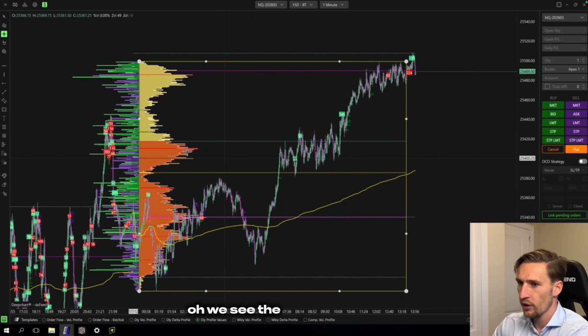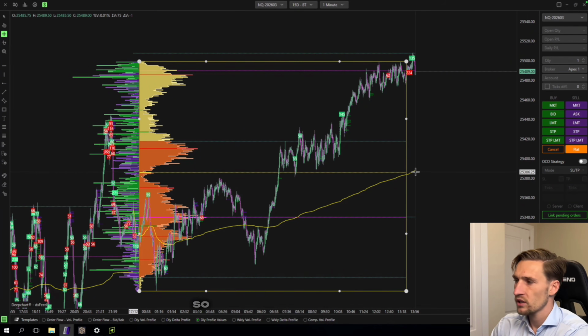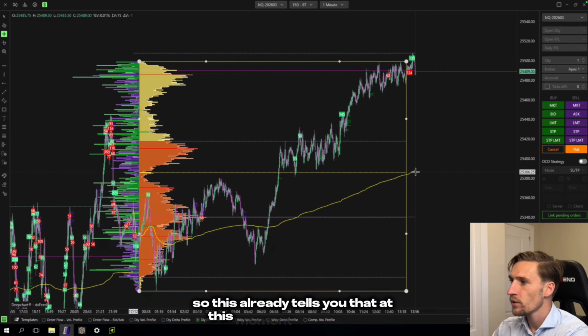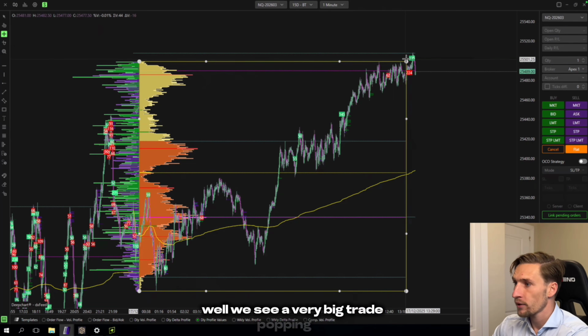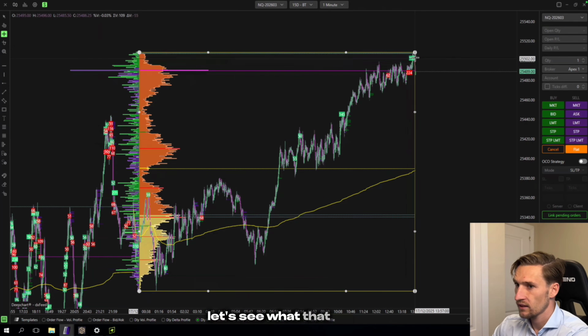Oh, we see the value area is over here. We are trading above the value area. We are trading quite far away from the VWAP. So this already tells you that at this moment we are quite expensive. Well, we see a very big trade popping up. Let's see what that tells us.